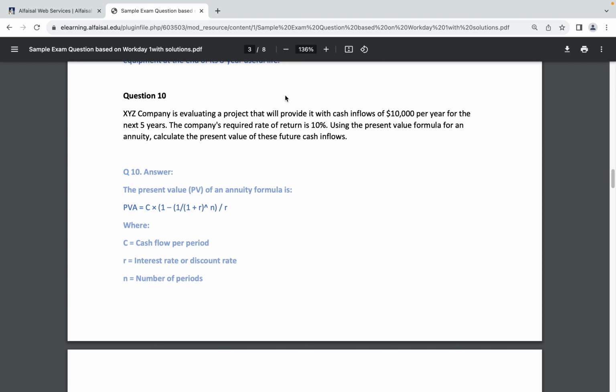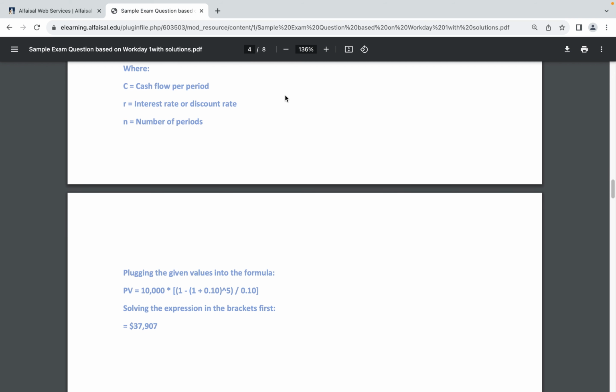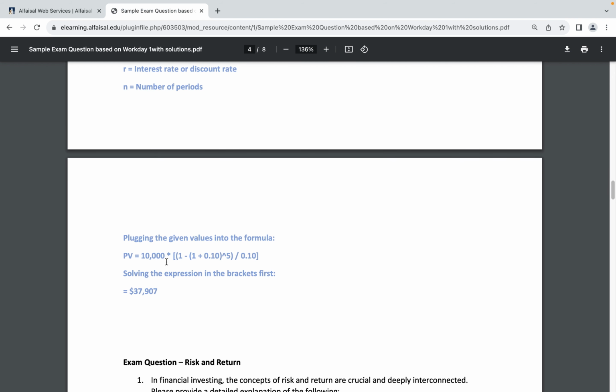So this is an easier version. We don't need to change our R and N. So the present value is 10,000 by 1 minus 1 plus 0.10, 10%, raised to the power of 5, divided by 0.10. Okay, and when we solve that, we get $37,907. So you can work with that calculation and check that out.